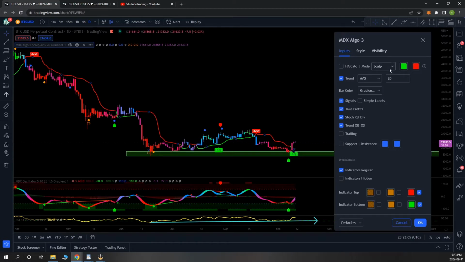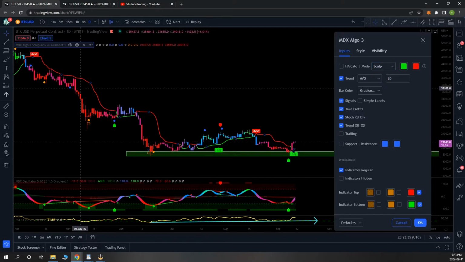Other than that, guys, you have the option to switch from scalp to swing trading. It just cleans up a few signals. You don't get quite as many, but it cleans up a little bit of the noise. And when you get into shorter time frames, you get quite a bit of scalp signals, both long and short, so it can be a lot. So if you're like me and you don't always want so many things on your chart, that is an option that you can switch.